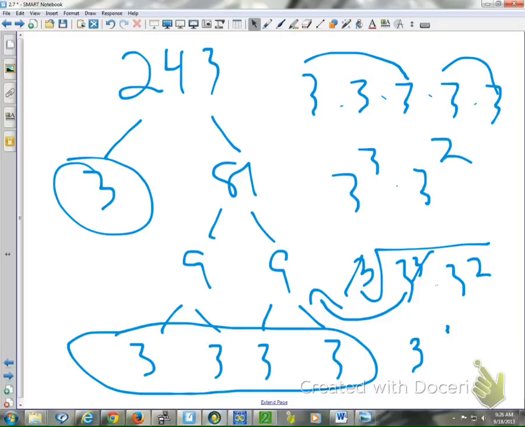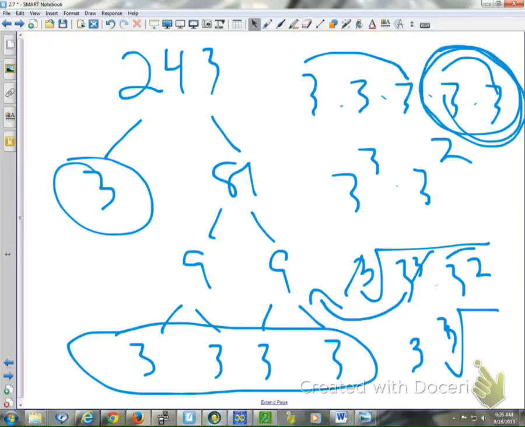Now notice the 3 squared. Didn't we have two 3s that didn't form a full group of 3? These did not have enough. The 3 squared did not have the required number to come out, so they just hang tight. What is 3 squared? 9. So the cube root of 243 is 3 times the cube root of 9.